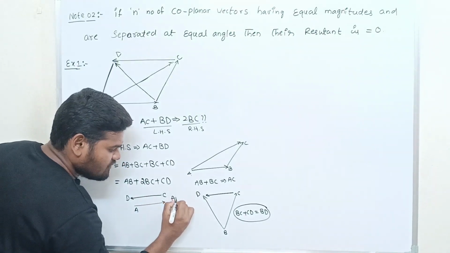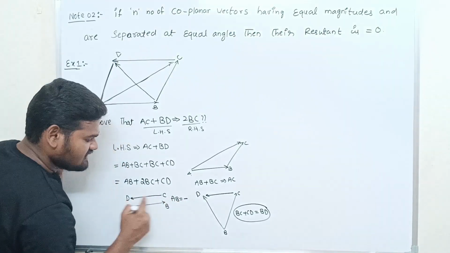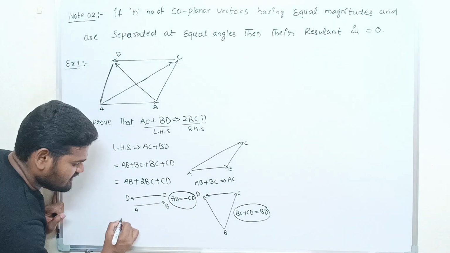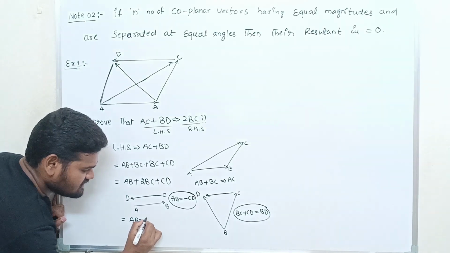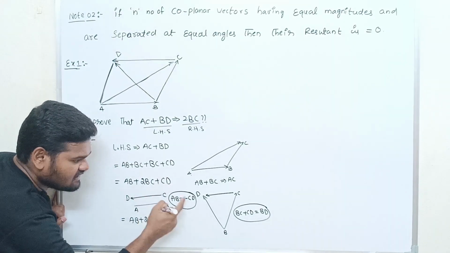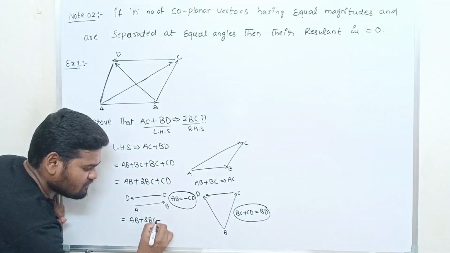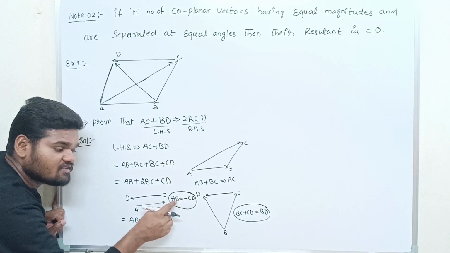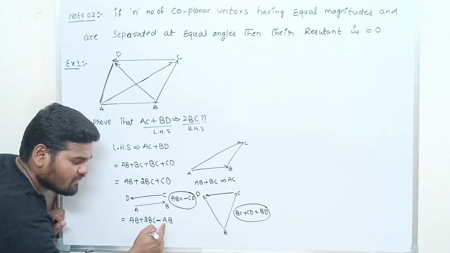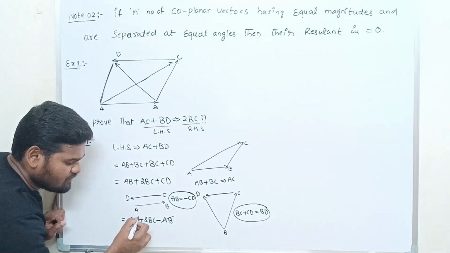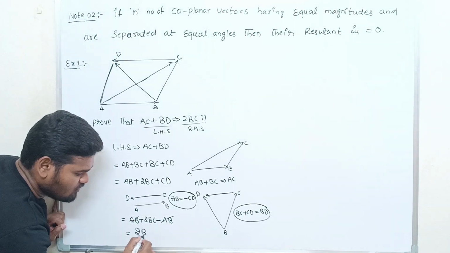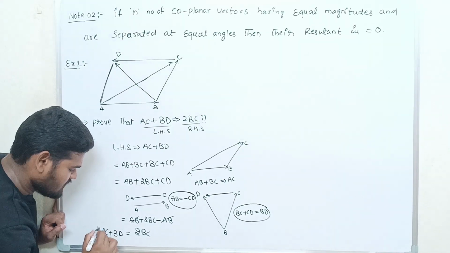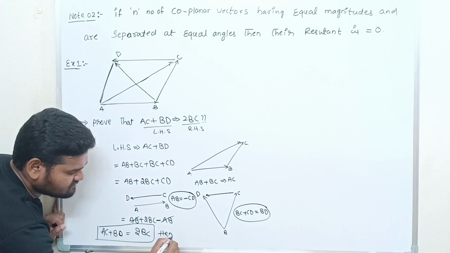Then we can write AB is equal to minus CD. Just substitute here. You will get AB plus 2BC plus CD. CD is equal to how much? Minus AB. If you send minus to this side, CD is equal to minus AB. Substituting, plus AB minus AB cancel out and you will get 2BC. So AC plus BD is equal to 2BC. Hence proved.